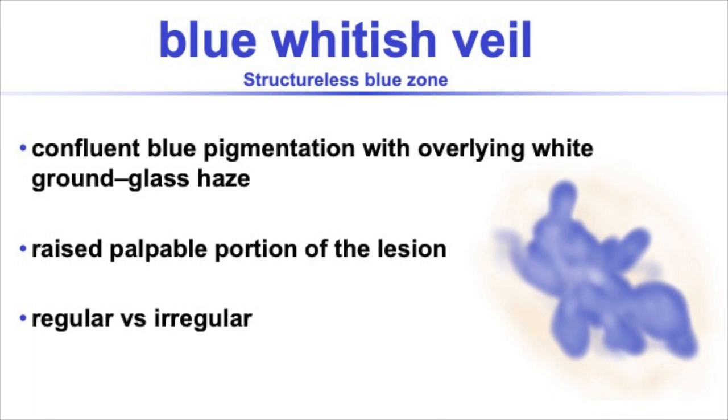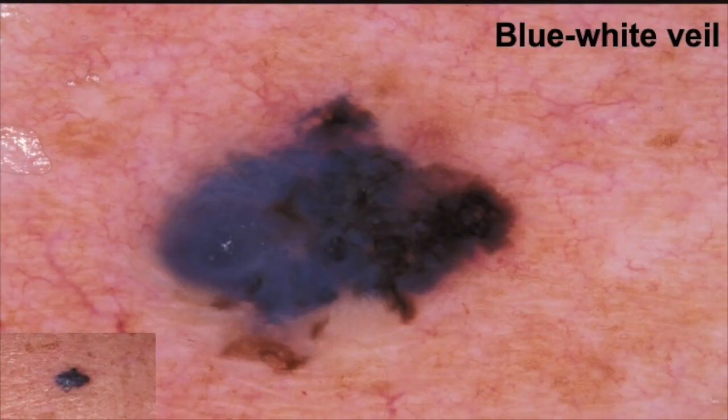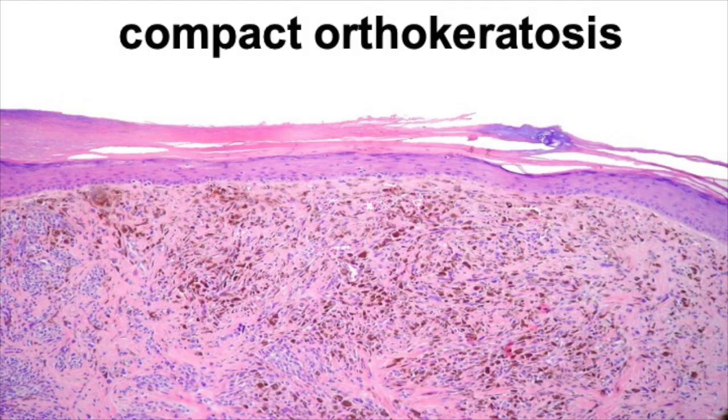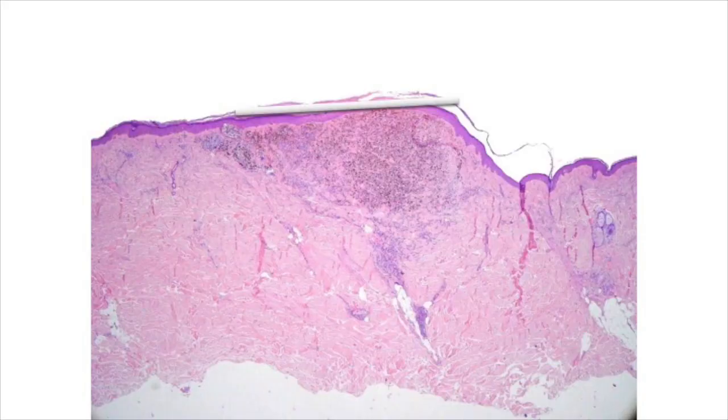There is one benign pattern. So anyway, here's this classic blue-white veil, okay? And what it corresponds to is deep-seated melanin-containing melanocytes together with compact orthokeratosis. The deep-seated melanocytes give you the blue color, the compact orthokeratosis gives you the white color, and the combination is what gives you the blue-white veil, okay?